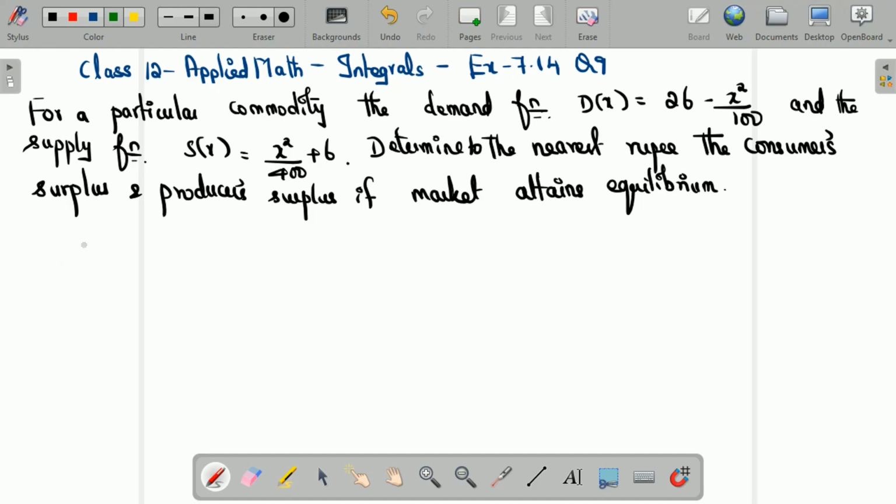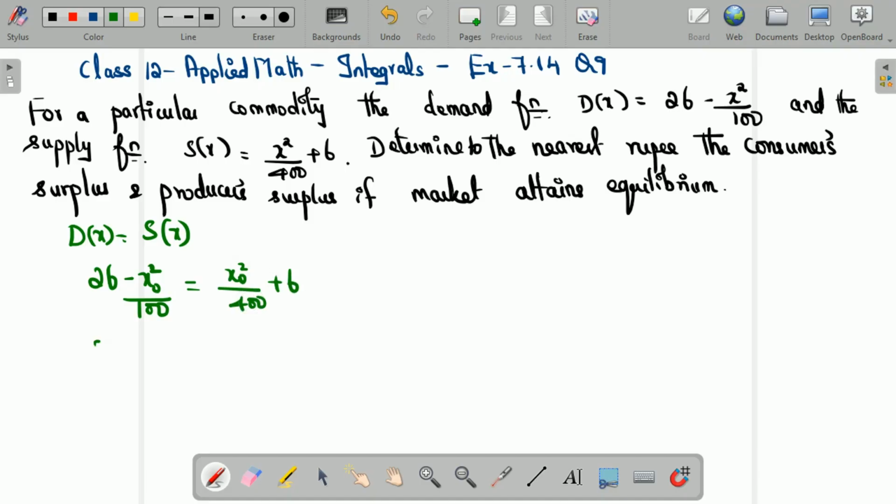So what do we know at equilibrium? At equilibrium, your d of x is going to be equal to your s of x. So let's find out what is going to be x naught. So 26 minus x naught squared, the whole thing divided by 100 is going to be equal to x naught squared divided by 400 plus 6.